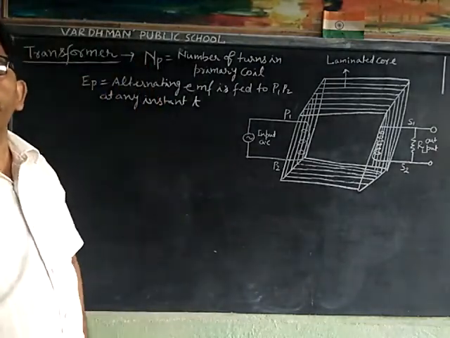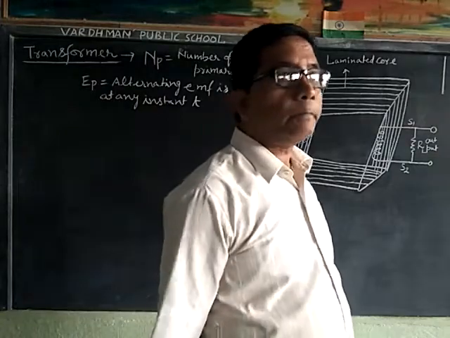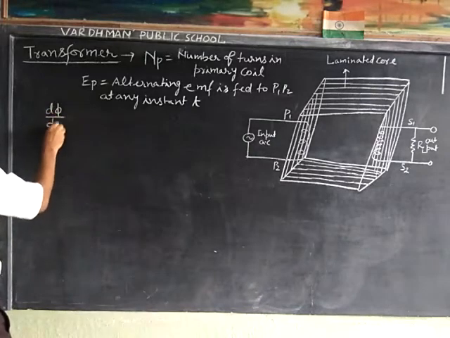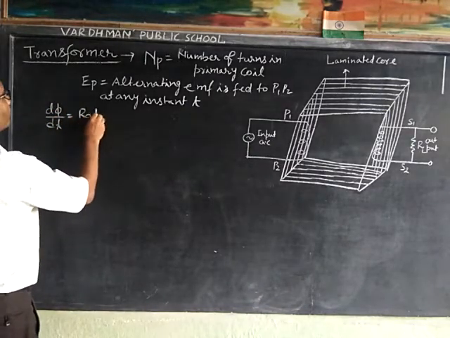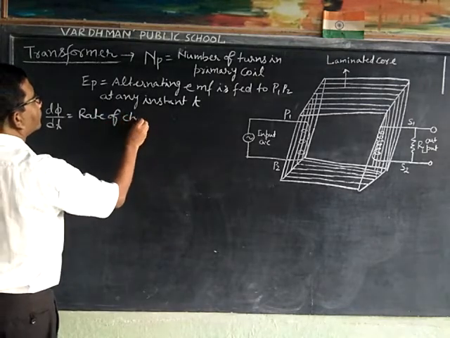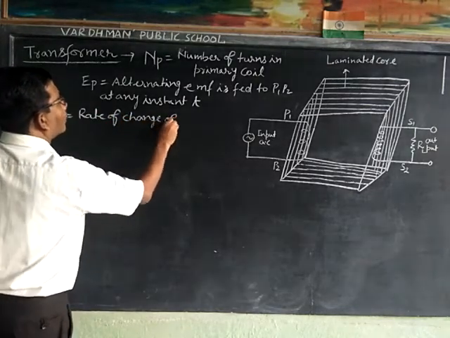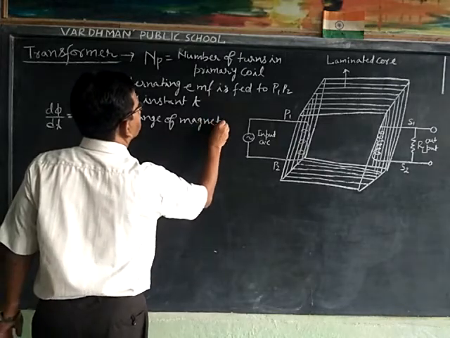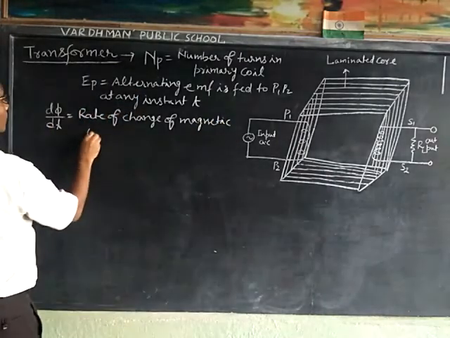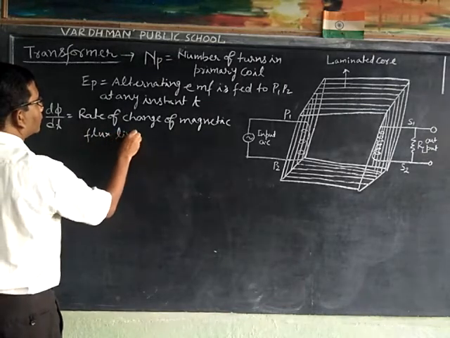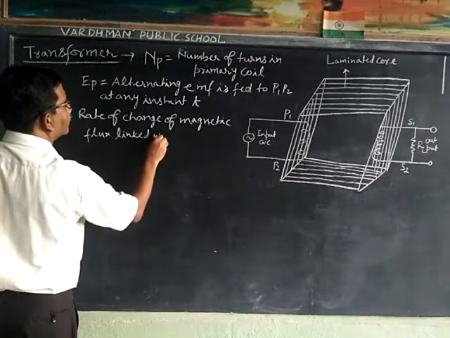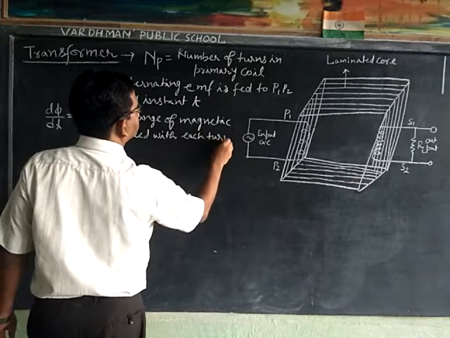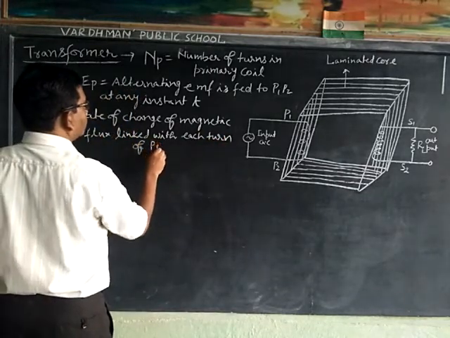is the rate of change of magnetic flux linked with each turn of P1, P2.